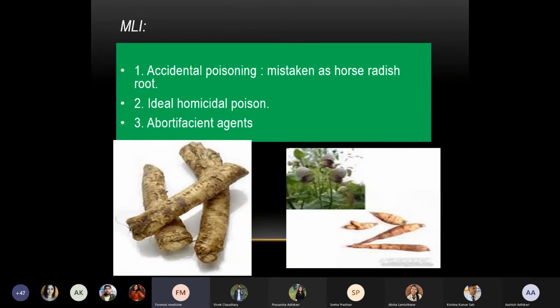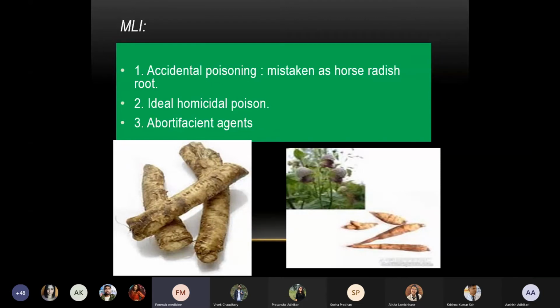And the first, medicolegal importance. First one is accidental poisoning. So it can be mistaken as horseradish root. So you can see on the right side, this is the aconite root, and the left side is horseradish root. And this horseradish root is edible and mostly used for the treatment of UTI and arthritis. So how to differentiate between this aconite root and this horseradish root? When we cut both the roots, the inner part of the aconite root will turn pink in color, whereas in the case of horseradish root there are no changes in the color. So that is how you will differentiate.